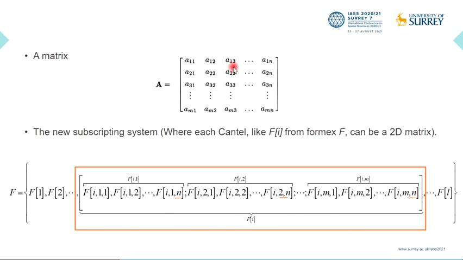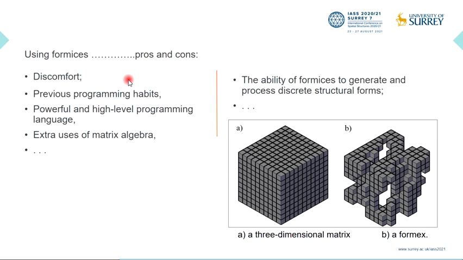On the other hand, matrices, due to their history of origin and development, have been reduced in programming languages. According to the new subscripting system, matrices can be easily adapted to FORMICES in Formian-K software, where each counter like Fi from Formex F can be a 2D matrix. But in any case, using FORMICES for programming purposes has its pros and cons. The ability of FORMICES to generate and process discrete structural forms is one of the most important advantages of using them.